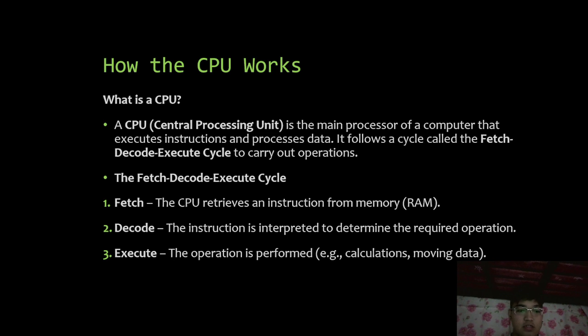First, fetch. The CPU retrieves an instruction from memory or RAM. Second, decode. The instruction is interpreted to determine the required operation. Third, execute. The operation is performed by calculation, moving data.